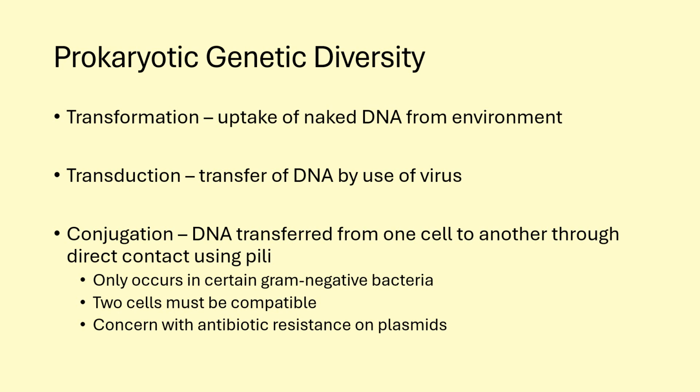Remember, pili are those appendages, like a tube, that are present with some bacteria. Now, only your gram-negative bacteria have pili, so conjugation can only occur with your gram-negative bacteria. The two cells must be compatible with each other. This is where we have the concern of antibiotic resistance genes on plasmids being transferred from one cell to another.